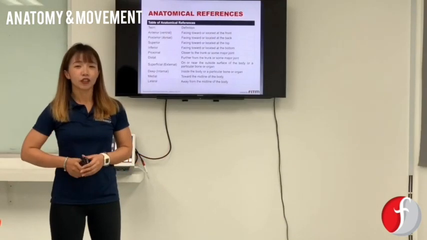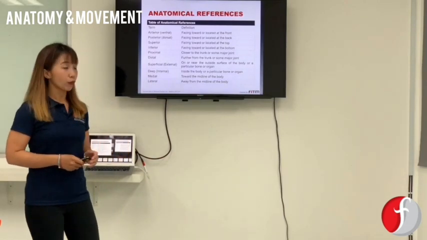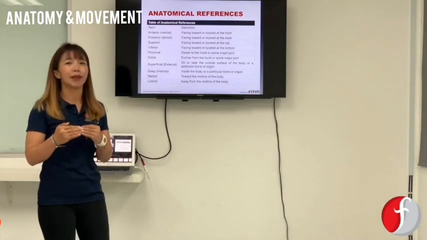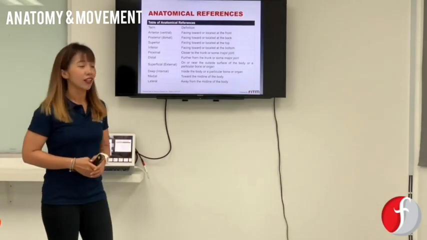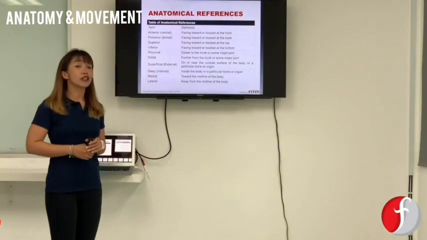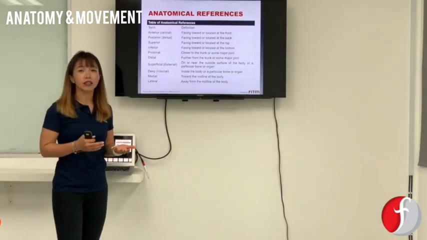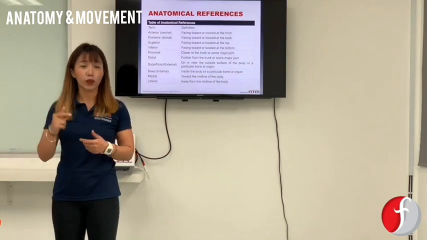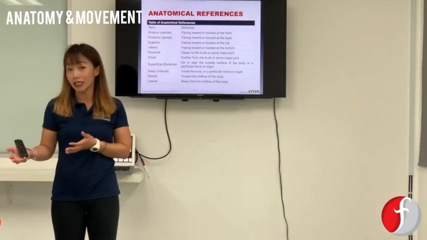Alright, now let's look at anatomical references over here. We've got a list of words here that I'd like you to look at 2 by 2 because they basically mean the opposite. So first up, we've got anterior and posterior. Anterior means the front, posterior means the back. So when you see these words, you need to know what they mean.